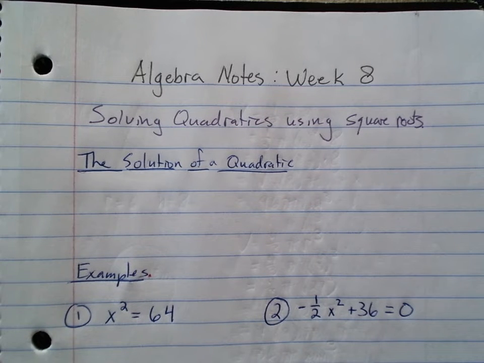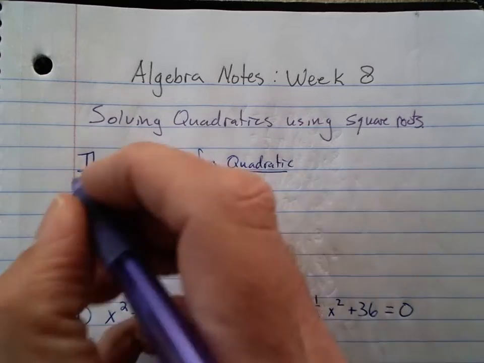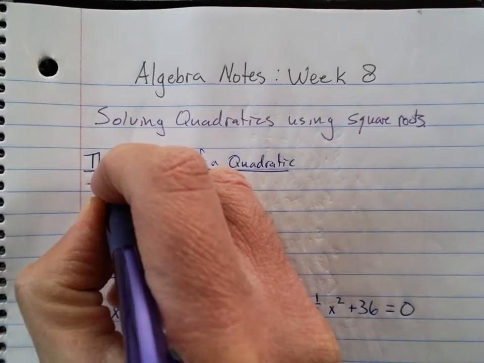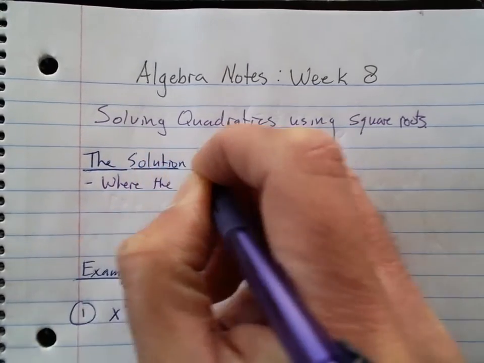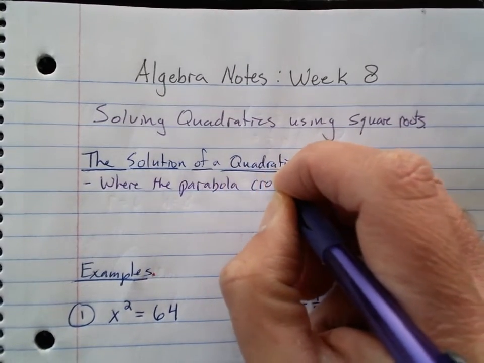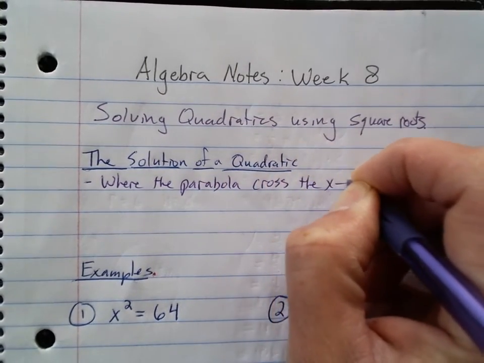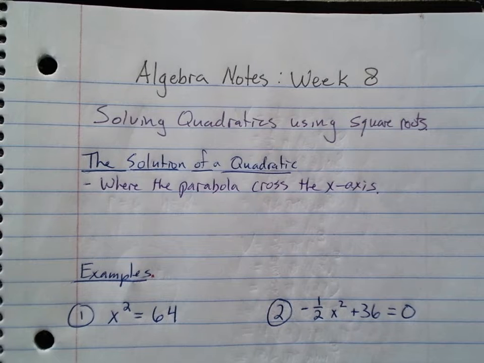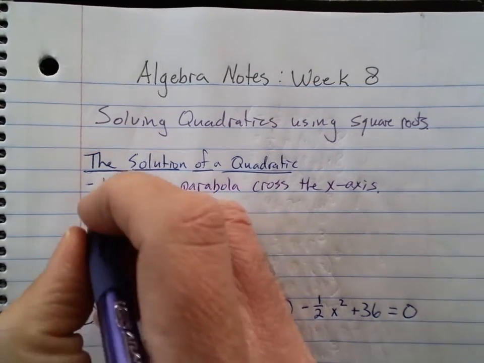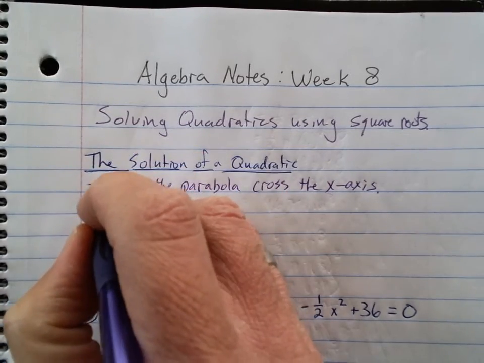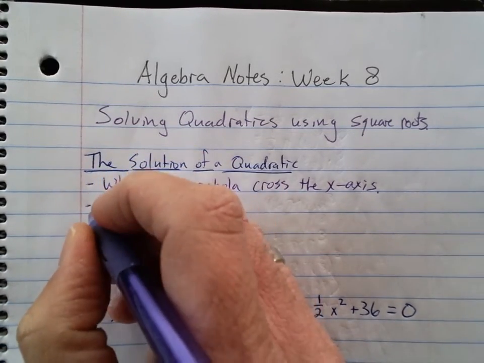So I just want to review what is the solution of a quadratic. For a quadratic, the solution is where the parabola crosses the x-axis. That's what we're looking for. There are variations of what a quadratic looks like, but in order for it to be a quadratic, the highest degree needs to be squared. The polynomial has to have an x squared and it has to be the biggest.